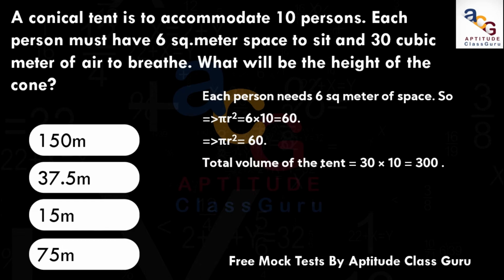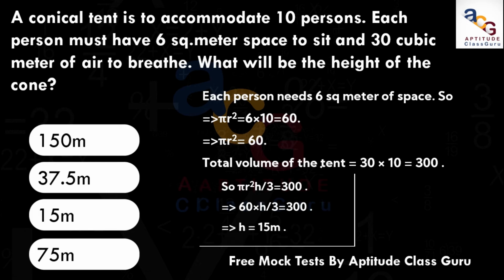Next, the total volume of the tent is 30 into 10 equal to 300. So the total air in cubic meters required for each person is 30, right? So for 10 persons they require 300 cubic meters of space.